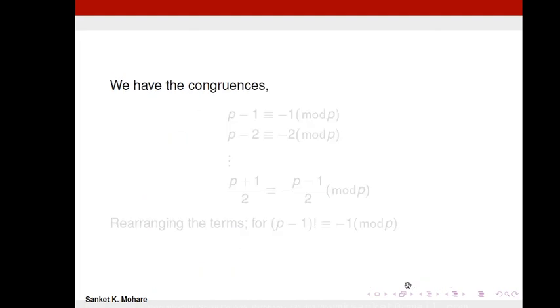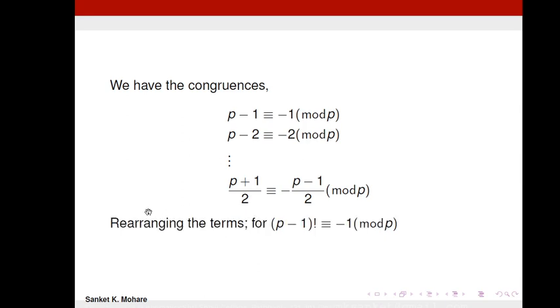Thus we have the congruences p−1 ≡ −1 (mod p), p−2 ≡ −2 (mod p), and so on, (p+1)/2 ≡ −(p−1)/2 (mod p). So rearranging the terms, we know that (p−1)! ≡ −1 (mod p).